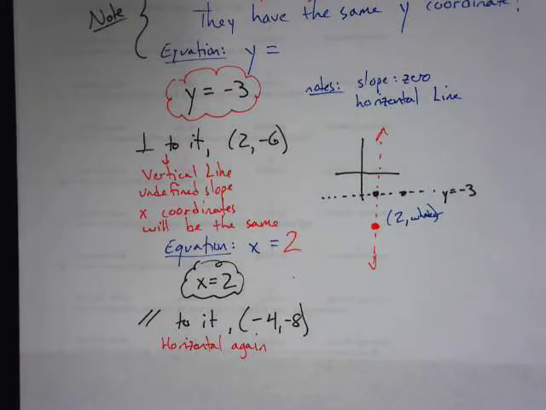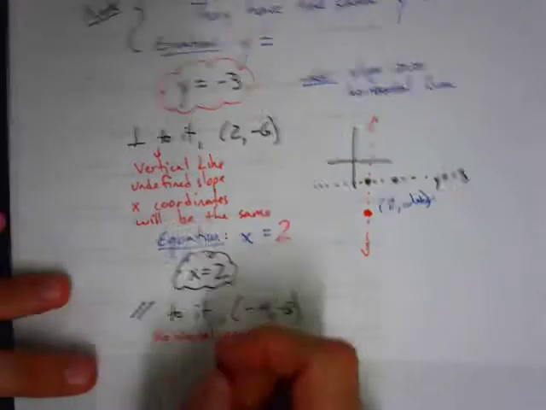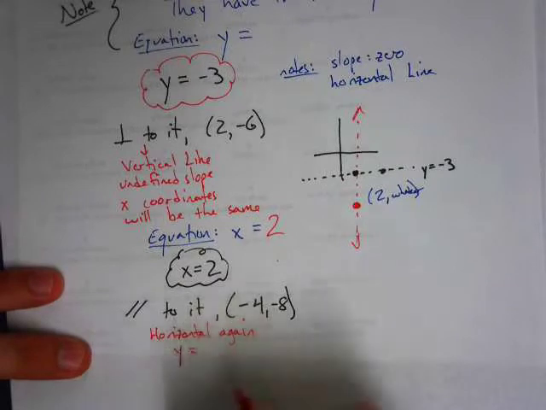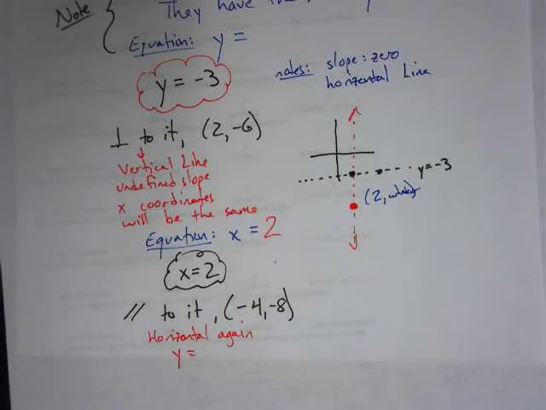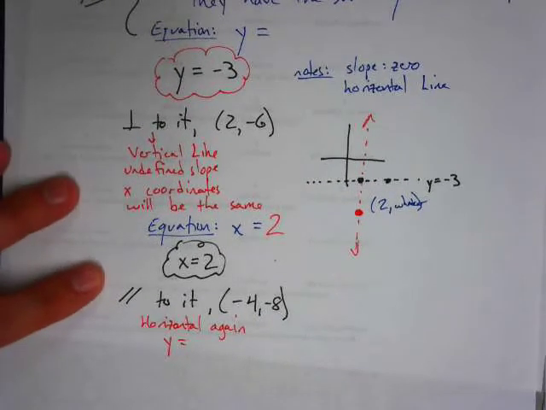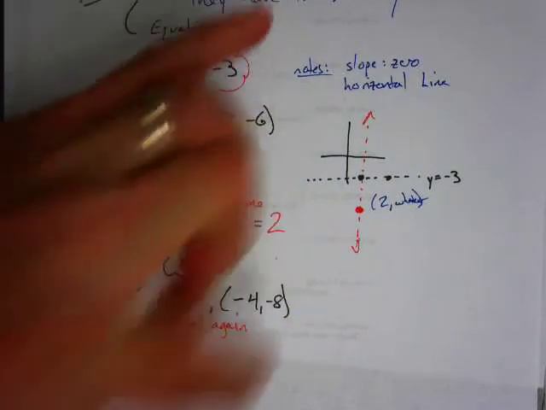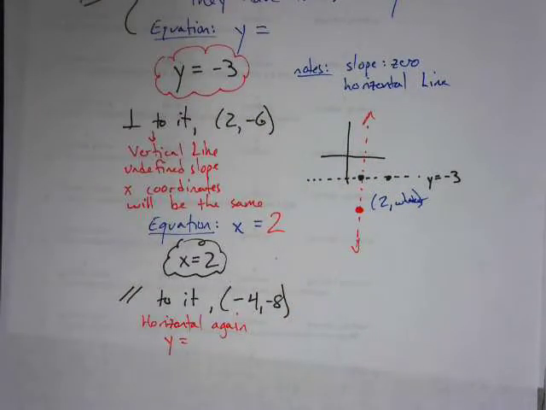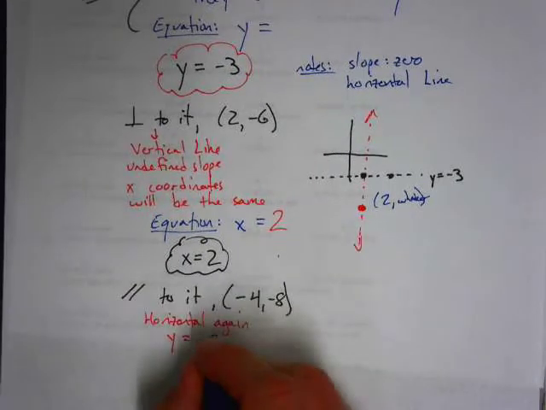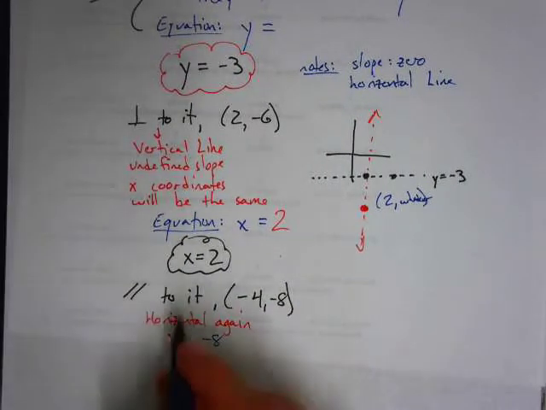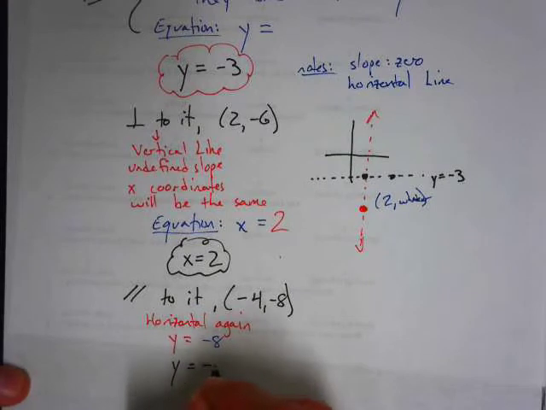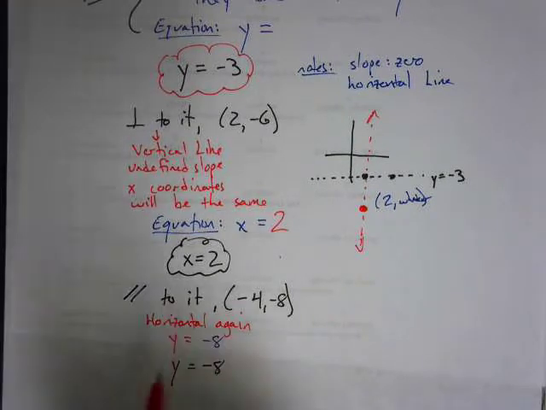Okay, so we still know that the equation is going to be y equals something. And the y coordinate this time, parallel to that, it's going to be horizontal again. The y coordinate is going to be -8. So our y coordinate is going to be -8. So that means the third equation is y equals -8.